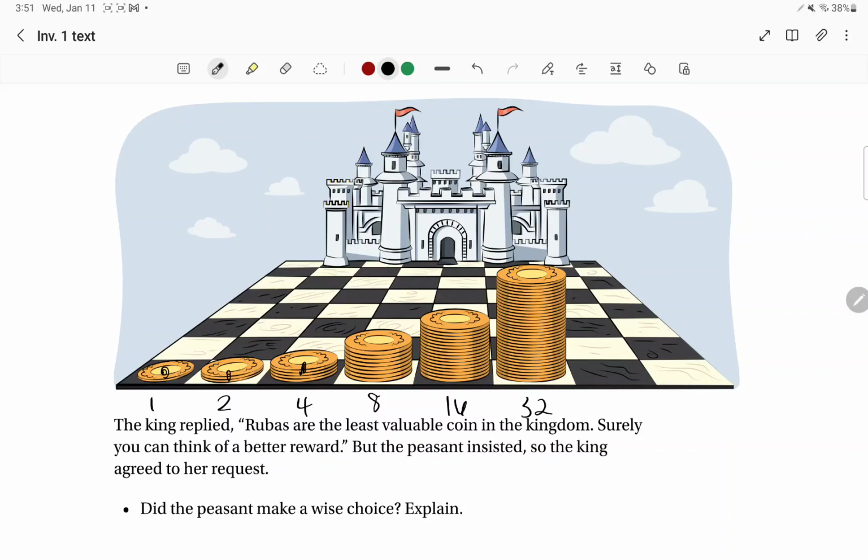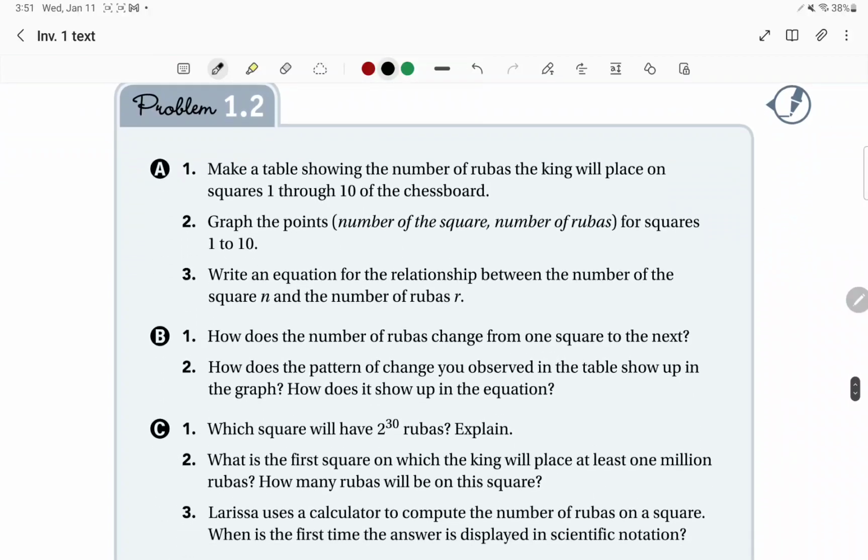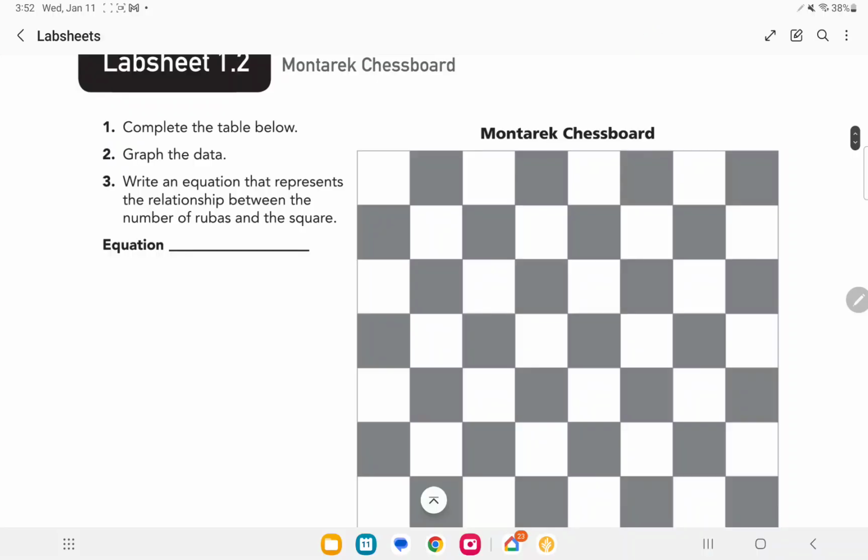All right, so we're trying to figure out, if he agrees to this, exactly what did he agree to? We're going to find out that maybe he did not make such a good decision. So in part A, let's go ahead and make a table. And there is a lab sheet that might help you out with this. If it doesn't, you don't have to. But let's take a look at that lab sheet to see if it'll help.